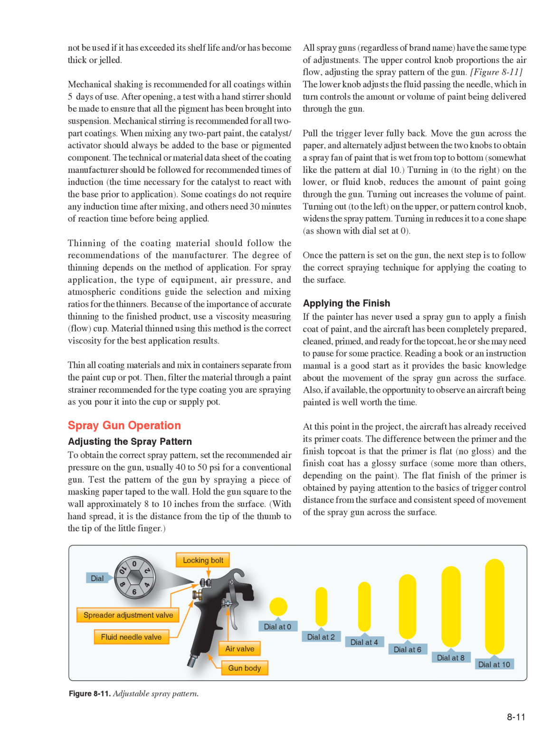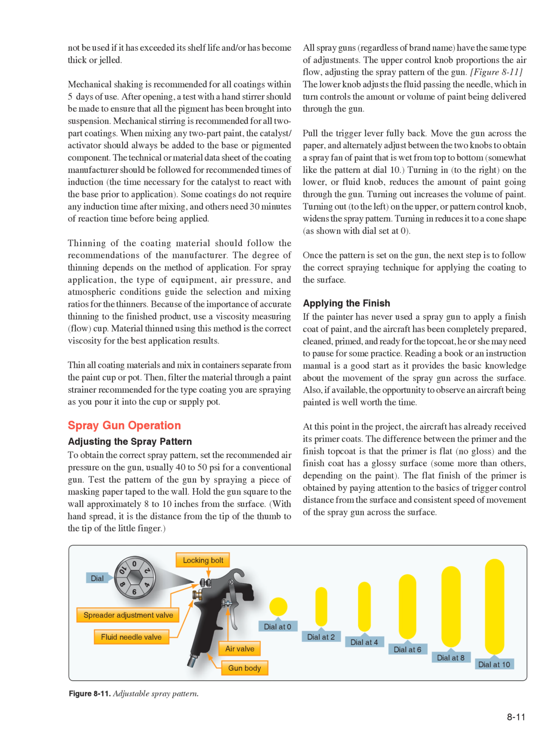Spray gun operation: adjusting the spray pattern to obtain the correct spray pattern. Set the recommended air pressure on the gun, usually 40 to 50 pounds per square inch for a conventional gun. Test the pattern of the gun by spraying a piece of masking paper tape to the wall. Hold the gun square to the wall approximately 8 to 10 inches from the surface. With hand spread, it is the distance from the tip of the thumb to the tip of the little finger.